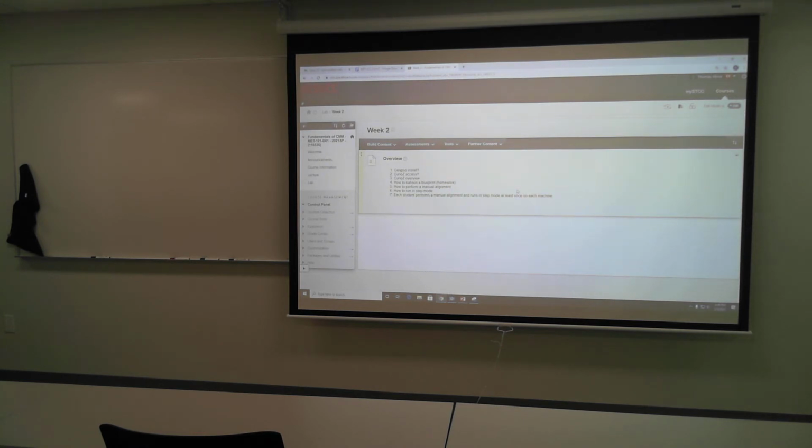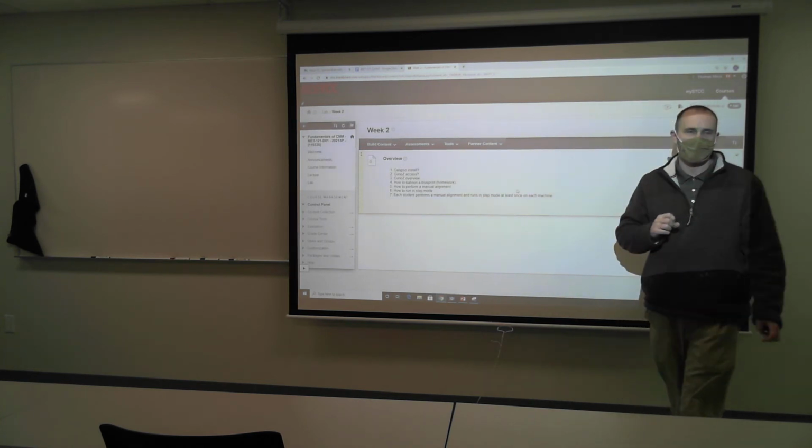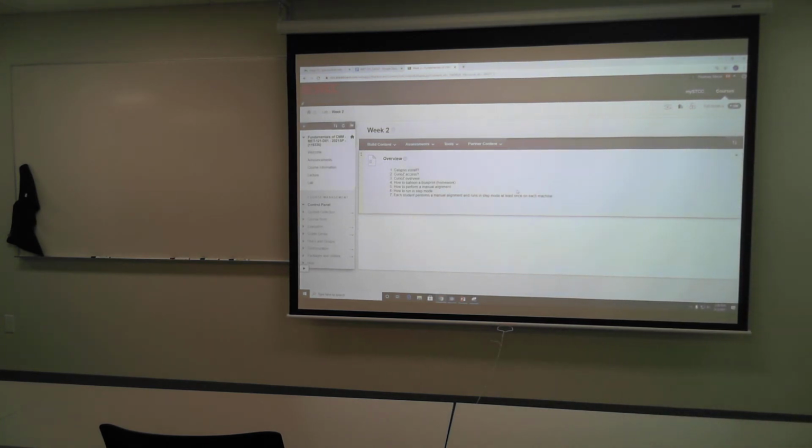All right, so we did Calypso install, Curio Z access, and an overview. Now we're going to talk about how to balloon a print, and soon enough, I will stop talking, and we'll actually apply what we're learning here. I saw your eyes perk up when I said I'll stop talking. All right, so how to balloon a print.